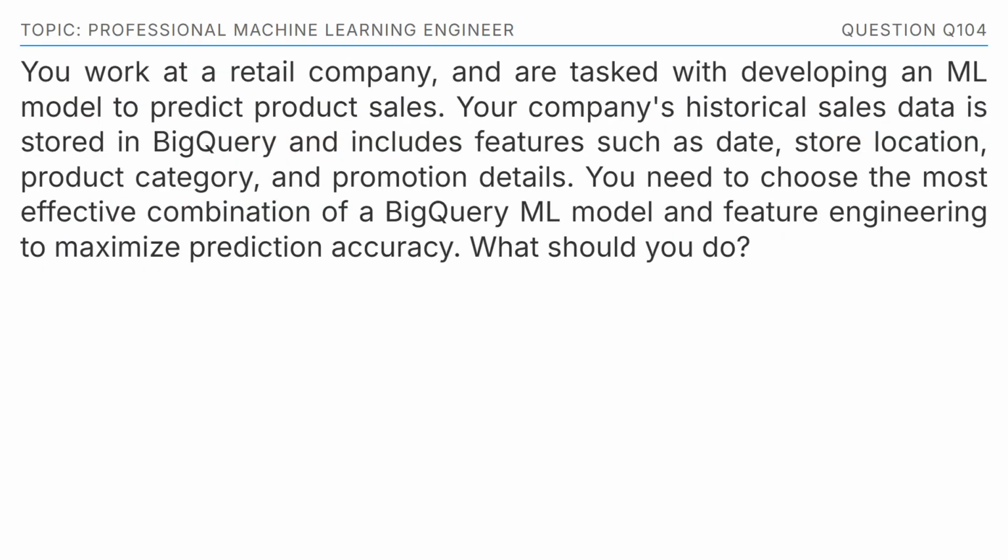You work at a retail company and are tasked with developing an ML model to predict product sales. Your company's historical sales data is stored in BigQuery and includes features such as date, store location, product category, and promotion details. You need to choose the most effective combination of a BigQuery ML model and feature engineering to maximize prediction accuracy. What should you do?